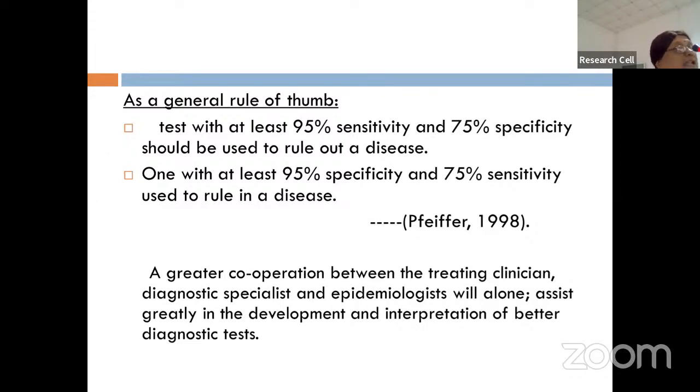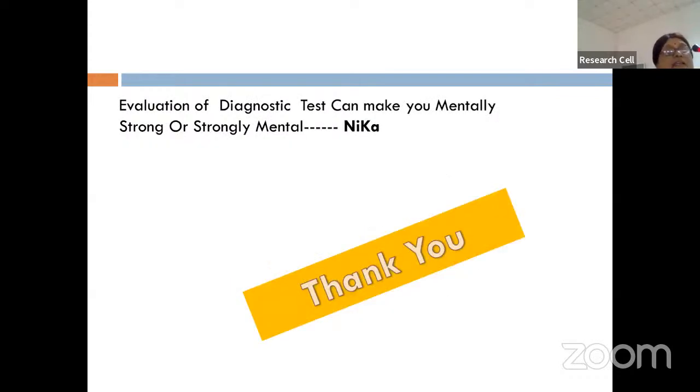In conclusion, I would like to say that before diagnosing a disease and treating a patient, there should always be cooperation and consideration of everyone's opinion. Clinical coordination as well as investigative coordination, everything is required. Everyone's job is important: clinician, pathologist, epidemiologist. Alone we cannot diagnose and treat the patient. It is teamwork and we should act as a health team. Lastly, I will say evaluation of a diagnostic test can make you mentally strong or strongly mental. Thank you.